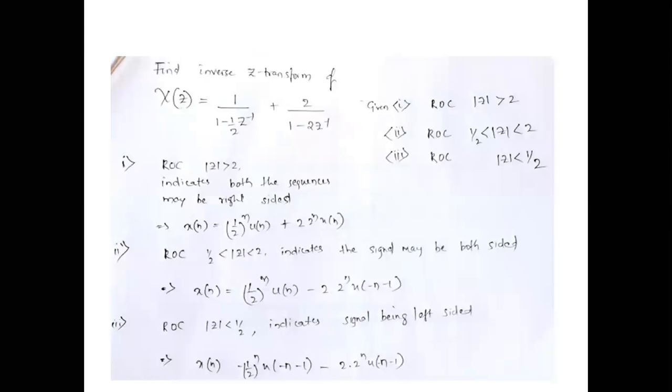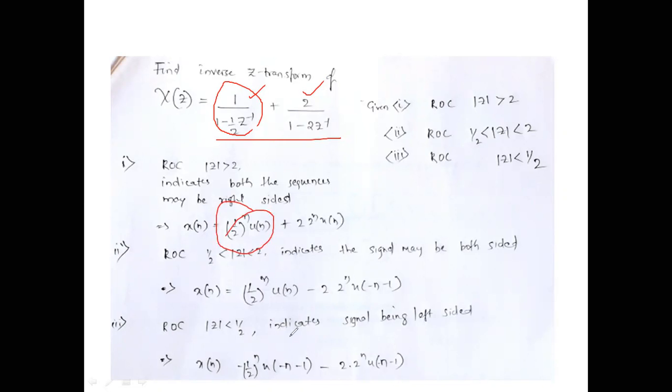Now shall we try this particular thing? Here, luckily, we have this question. X of Z has been given straight away as a sum of two patterns, two templates whose answers we seem to know. Now can you predict what may be the inverse Z transform of this one? Depending on the ROC, this can be either half to the power n into u of n, or minus half to the power n into u of minus n minus 1.